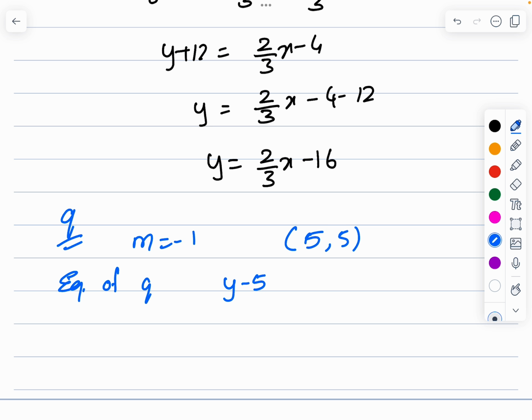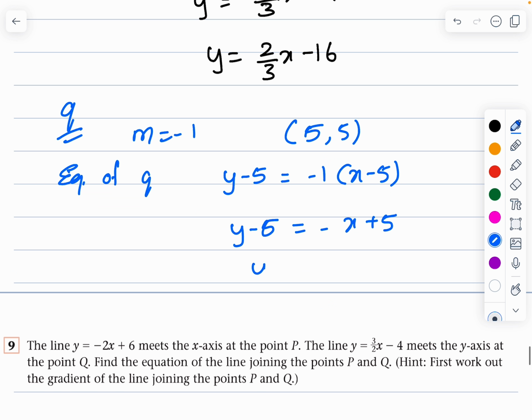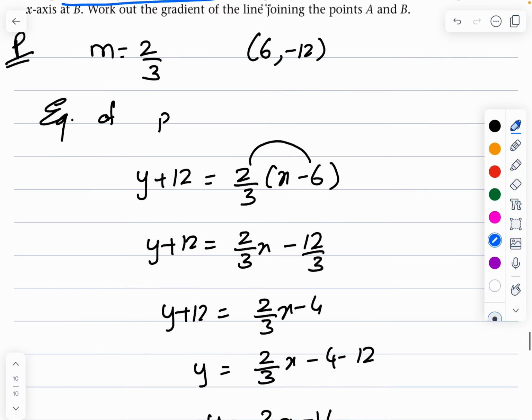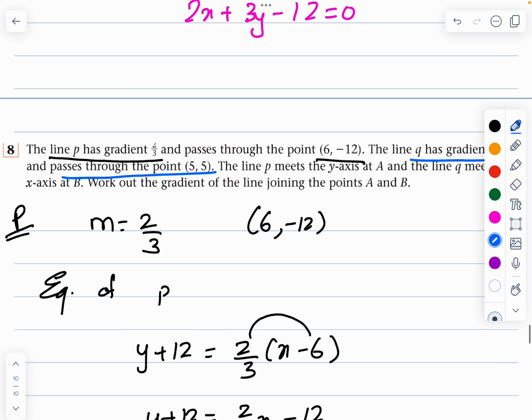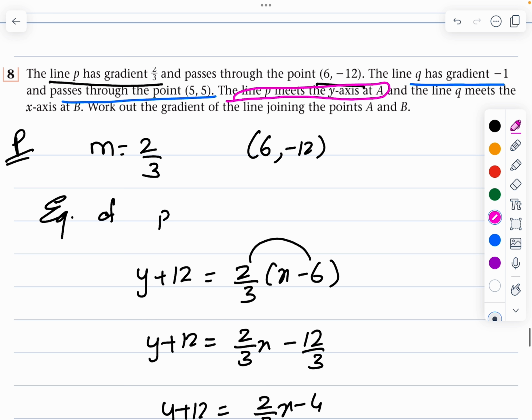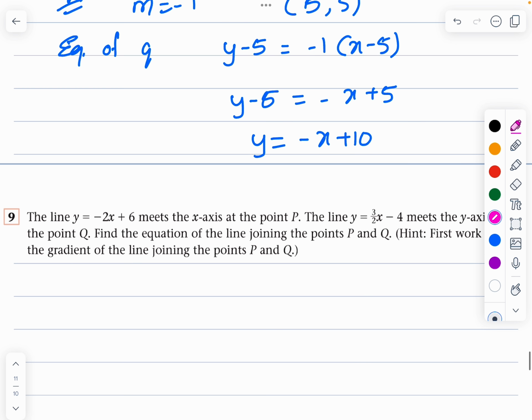y minus y1 equals m times x minus x1. y minus 5 equals minus x plus 5. y equals minus x plus 10. That is the equation of the line Q. Next part, P meets the y-axis at A.